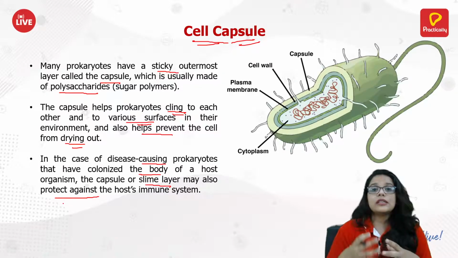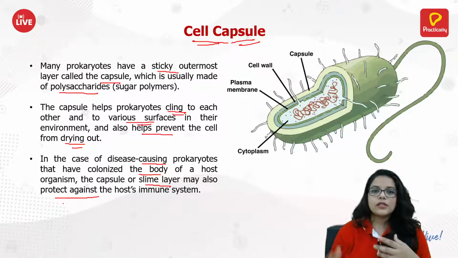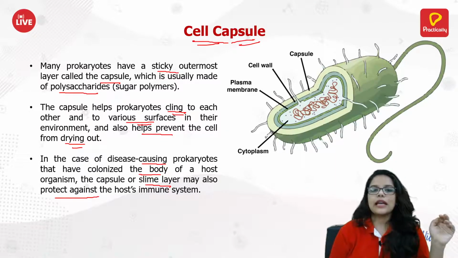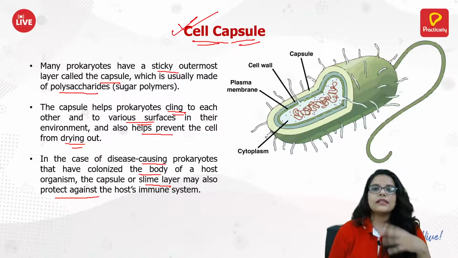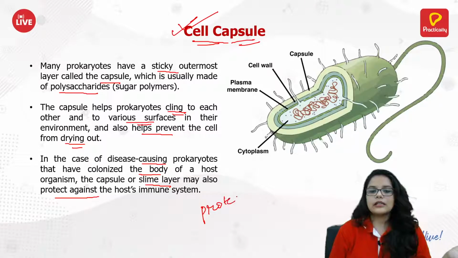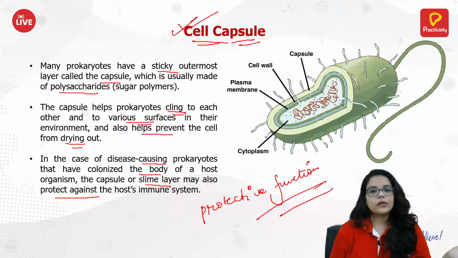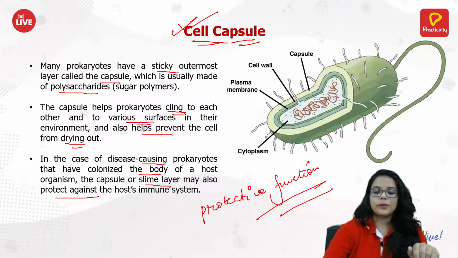So how do these small bacterial cells save themselves? They save themselves because they have this cell capsule. This is quite protective in nature, and they basically save the bacterial body from harm. So it is a protective function. So that is the cell capsule.